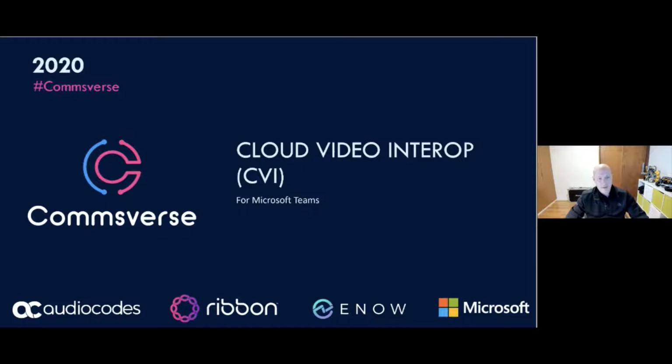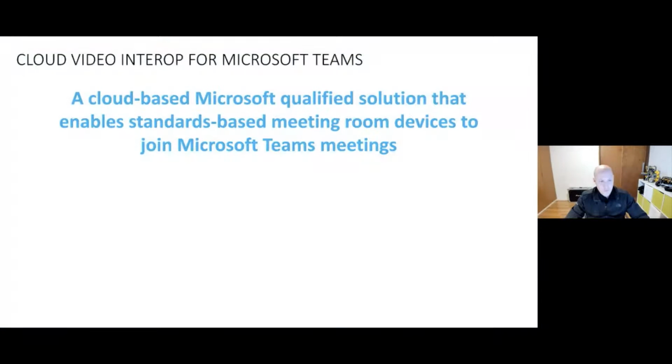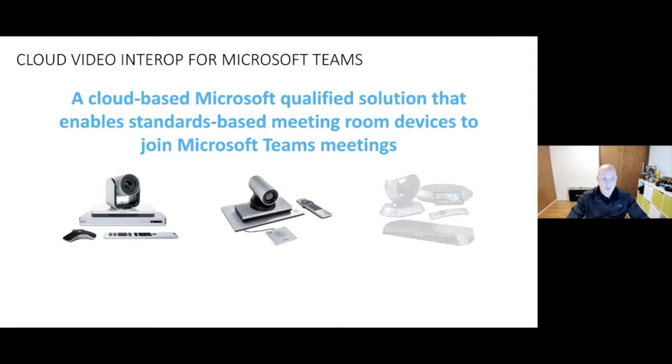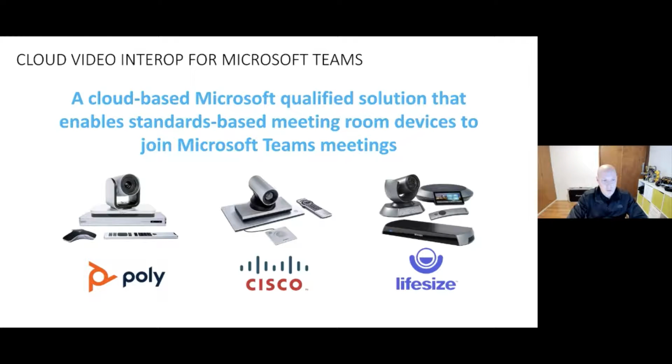All right, let's say that that isn't enough. Let's say that I do actually need some more interop, or more capability than what I can get natively out of the box with Microsoft Teams. So Microsoft have introduced this thing called Cloud Video Interop. And in a nutshell, Cloud Video Interop is a cloud-based Microsoft qualified solution that enables standards-based meeting room devices to join Microsoft Teams meetings. So again, if we look at those devices that we were talking about before, say from Polycom or Cisco or Lifesize, these are not native Microsoft Teams meeting endpoints, but I might want them to get into my meeting. Cloud Video Interop supports this scenario, okay?